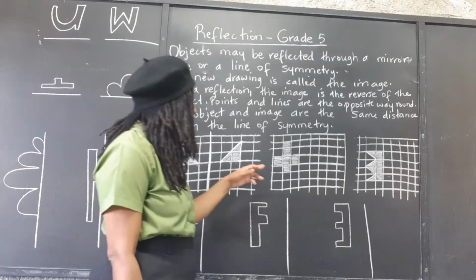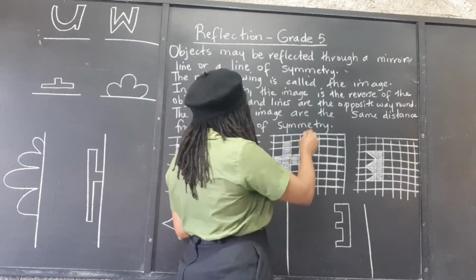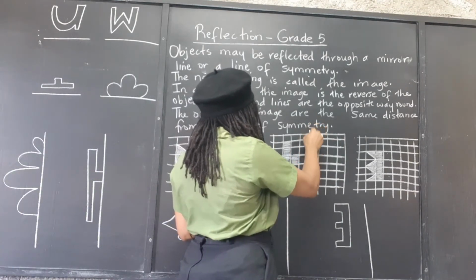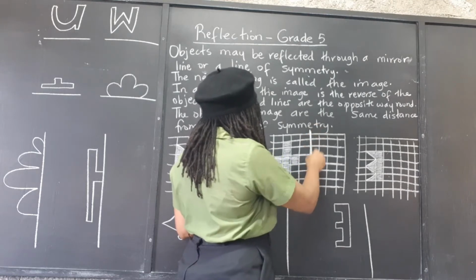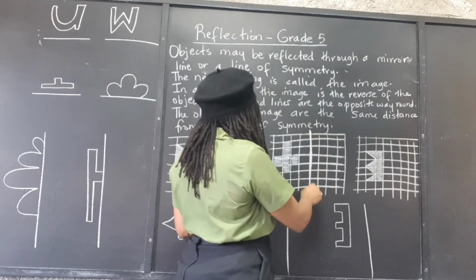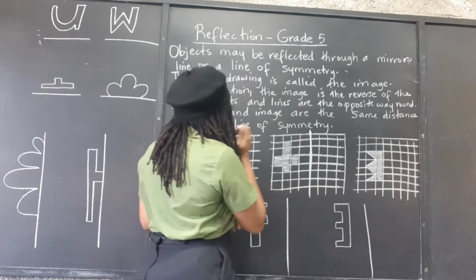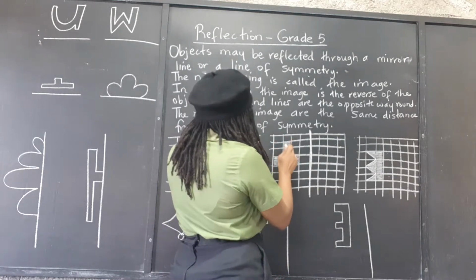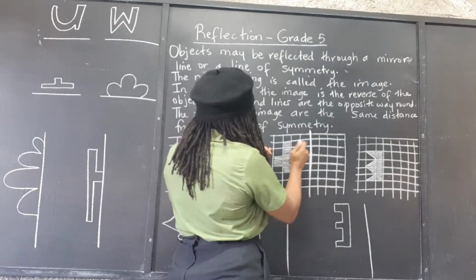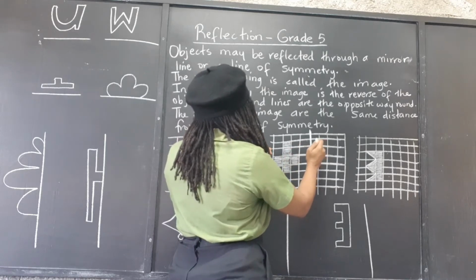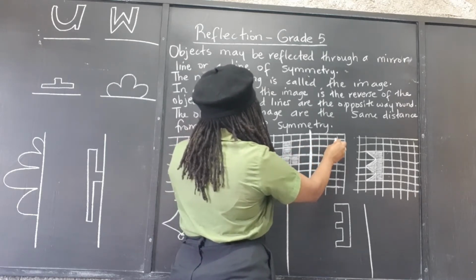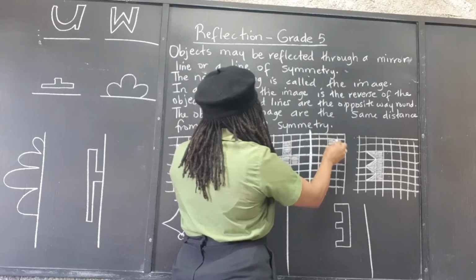Alright, let's reflect this object along this mirror line here. So this is our line of symmetry, our mirror line. So we're going to reflect it. So for these 2 top boxes, they are 2 spaces away, so we need to maintain 2 spaces away. So these are our 2 top boxes.